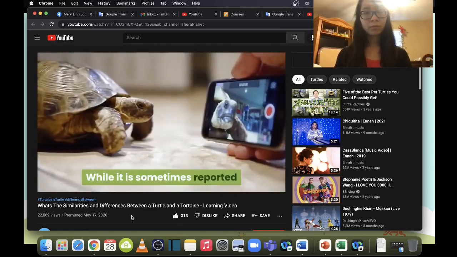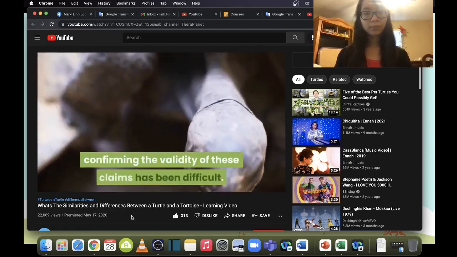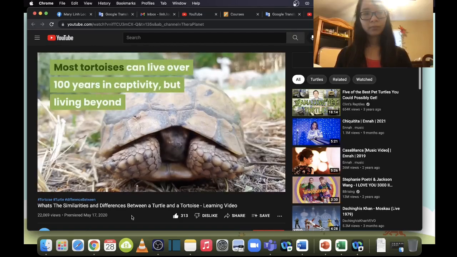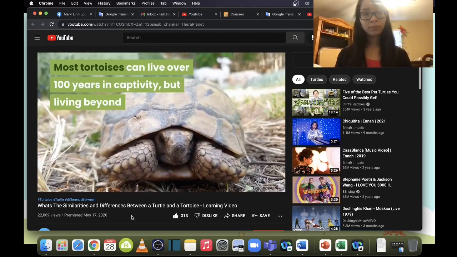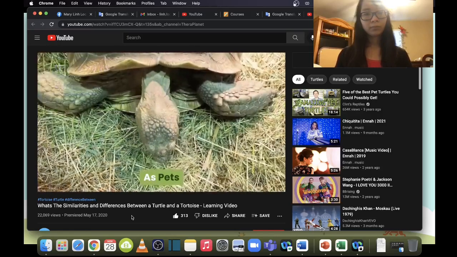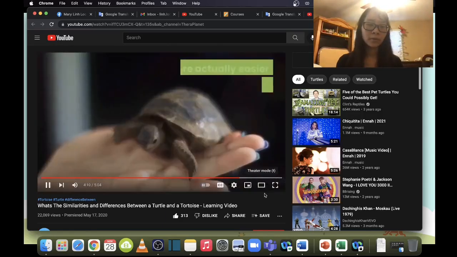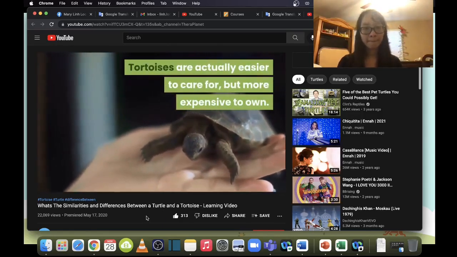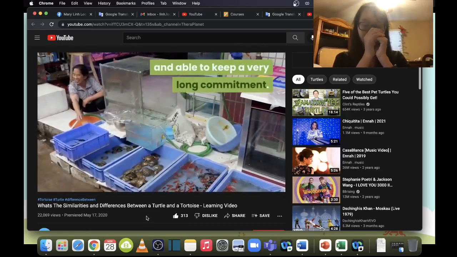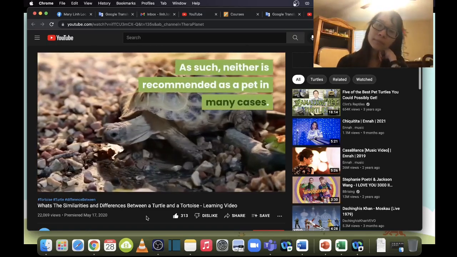While it is sometimes reported that tortoises have lived for over 200 years in captivity, confirming the validity of these claims has been difficult. Most tortoises can live over 100 years in captivity, but living beyond that age requires carefully controlled, nurturing environments. As pets, both are kept as pets, though small turtles are more commonly owned. Tortoises are actually easier to care for, but more expensive to own. Both require owners who are willing and able to keep a very long commitment. As such, neither is recommended as a pet in many cases.